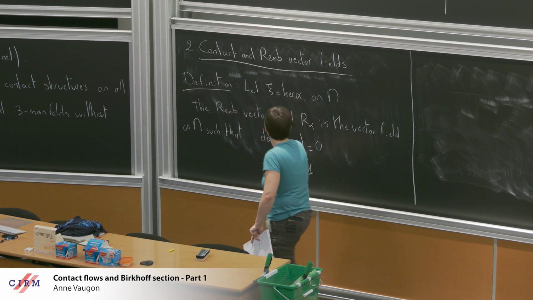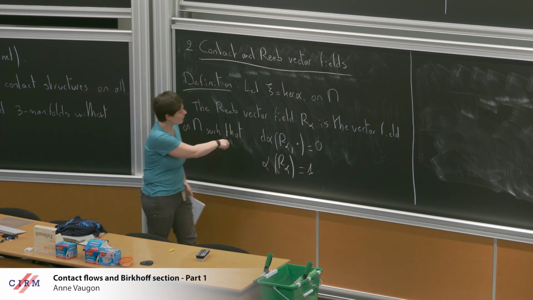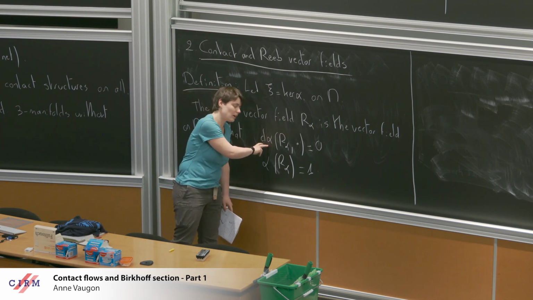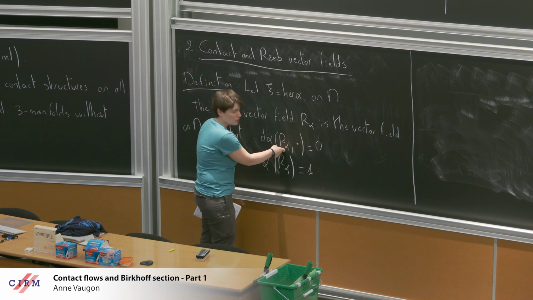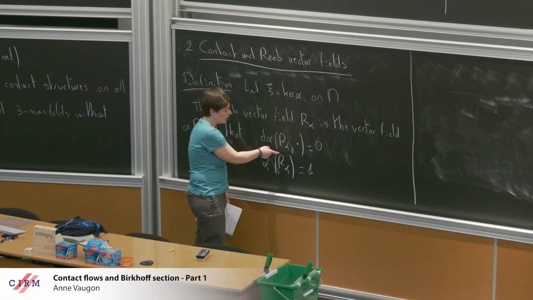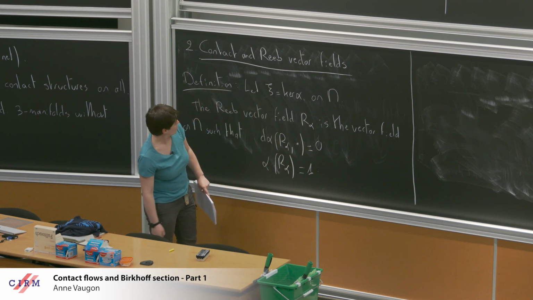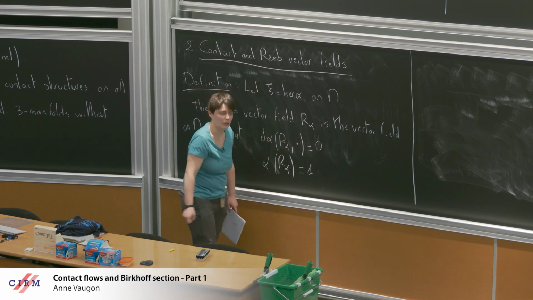So alpha is a contact form. So I have alpha wedge d alpha, which is always a volume form. So d alpha has a kernel which is one dimensional, and the Reeb vector field directs this kernel. And this is a normalization condition. So in particular, the Reeb vector field is always transversal to the contact structure. So this is given by the second condition.